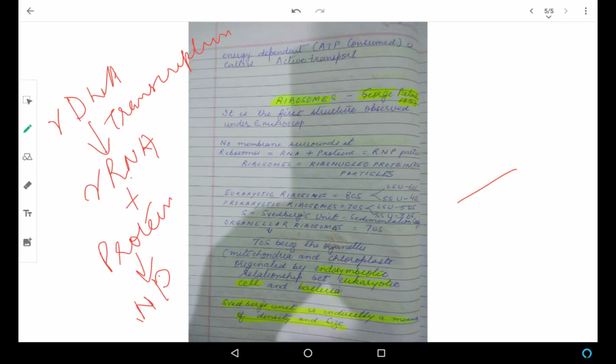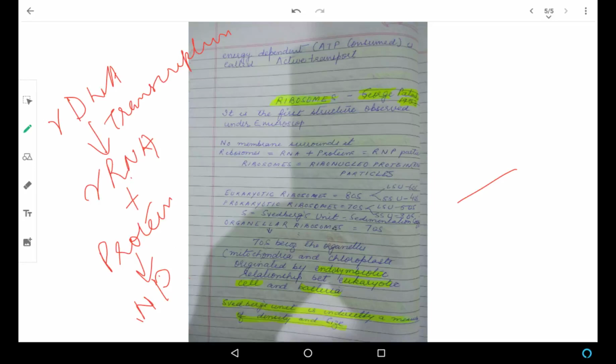And organelle ribosomes are the characteristic of two organelles. One is mitochondria, another is chloroplast. Because these organelles were originated by the endosymbiotic relationship of eukaryotic cell with bacteria, they are of 70S type.